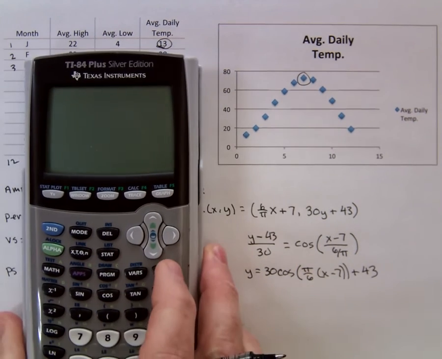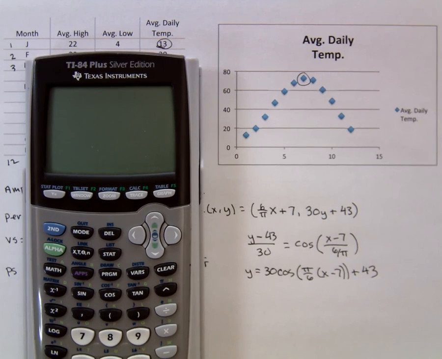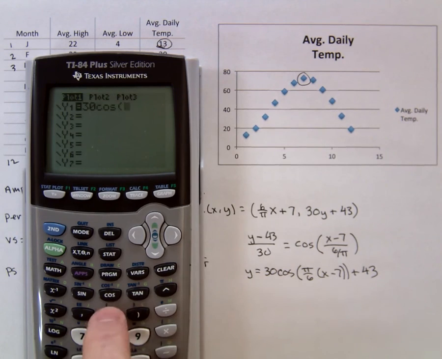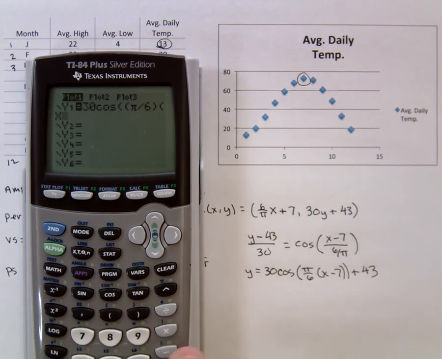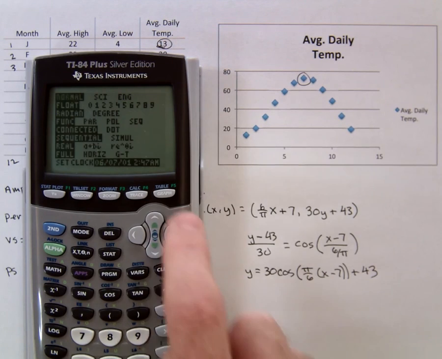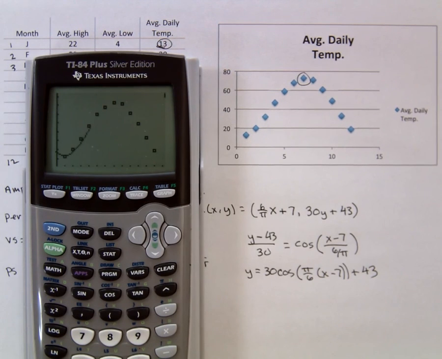Once you have your model, you can test it, of course, by graphing it with the data. And so I have these values entered in my calculator, and I have a scatter plot that, as you can see, matches the printed graph. And I'll just go up and enter 30 cosine of pi over 6 times x minus 7, making sure I take care of the order of operations, plus 43, make sure I'm in radian mode, and my graph should hit my points. And it's not a perfect fit, but it's pretty good. And that concludes our example.